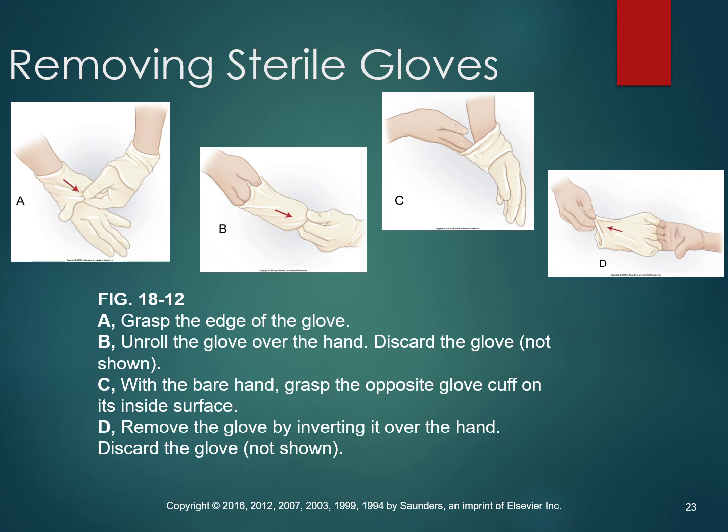So now you're done and you want to remove the sterile glove. You grasp the edge of the glove, unroll the glove over the hand, discard the glove. It's not shown in the pictures. And then in C, with the bare hand, grasp the opposite glove cuff on its inside surface, and then D, remove the glove by inverting it over the hand and discard the glove. So in this way, you're not allowing your unprotected hand to touch the outside of the glove, which could have been contaminated with blood or other fluids.